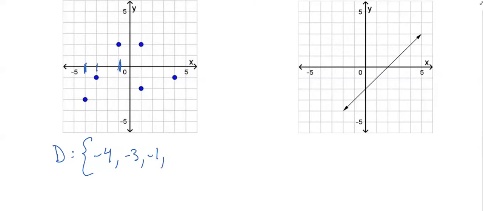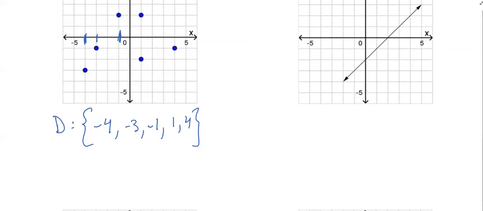I've got 2 that are at +1, but I only have to list it once. I don't have to list it twice. That would be weird, because a domain, like I've already said, 1 is one of the values. Why would I say it again? Okay? And then looks like +4. And then I've got them all. So I have 1, 2, 3, 4, 5, 6 points, but only 5 possible x values. Does that make sense? Domain is the possible x values.